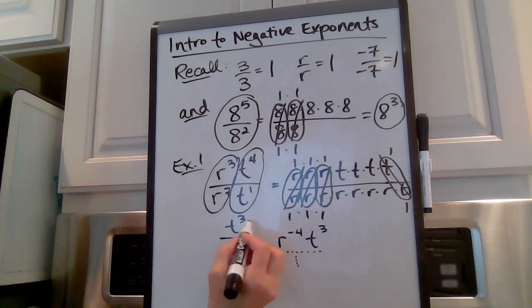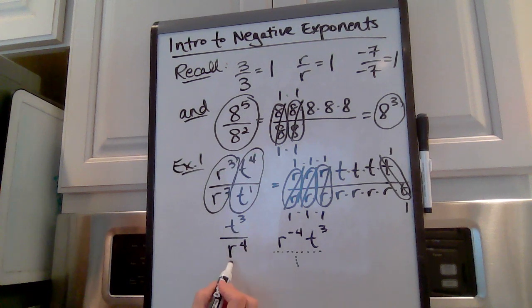So these are equivalent. T to the third over r to the fourth is equivalent to r to the negative 4 t to the third. These represent the same idea. It's just simplified down to either this or this, depending on whether you're supposed to use only positive exponents or if you're supposed to use negative exponents. So I'll give you a moment to think about that, and then we'll move on to example 2.